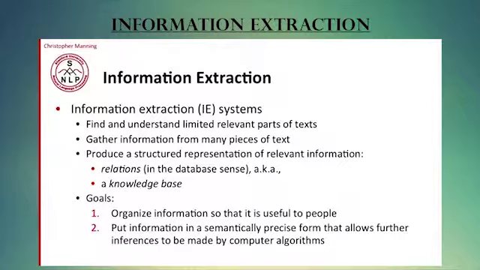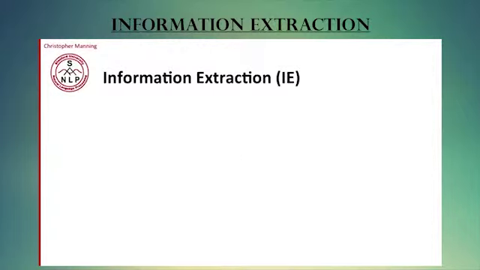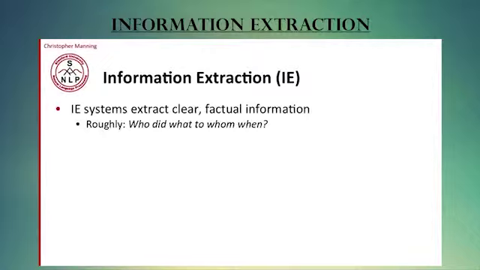So commonly, computers for other downstream information processing tasks won't be able to perform them if the input is just natural language text. But if we can have pulled out various kinds of relations, such as a database table, then it's very easy to do subsequent data mining and processing. So the kind of information that IE systems extract is clear factual information, the kind of who did what to whom, when kind of information. So let's take a look at an example of that.